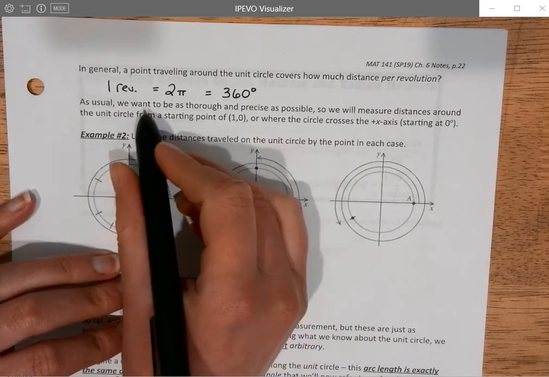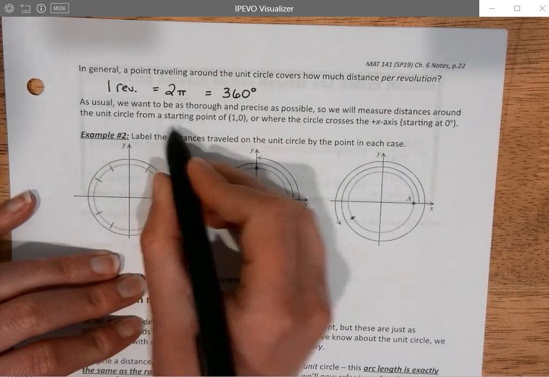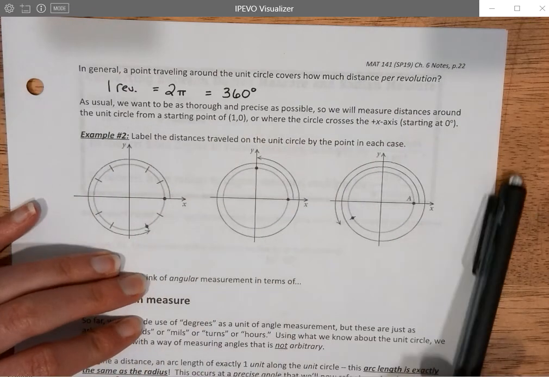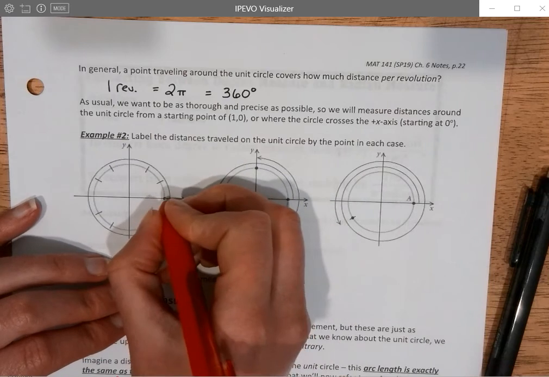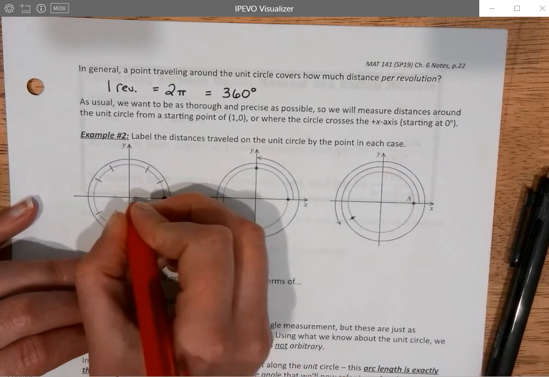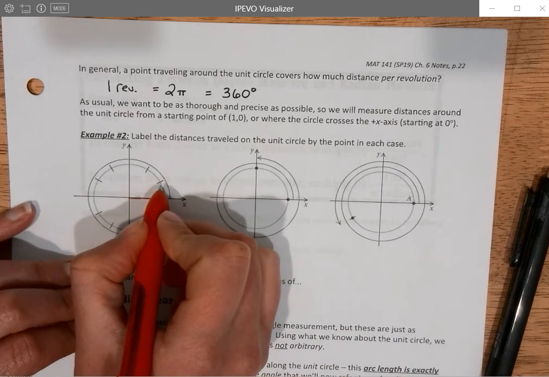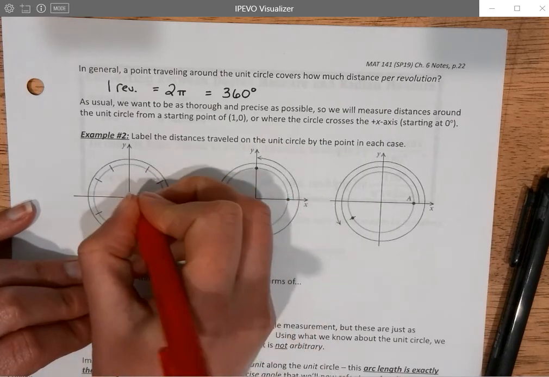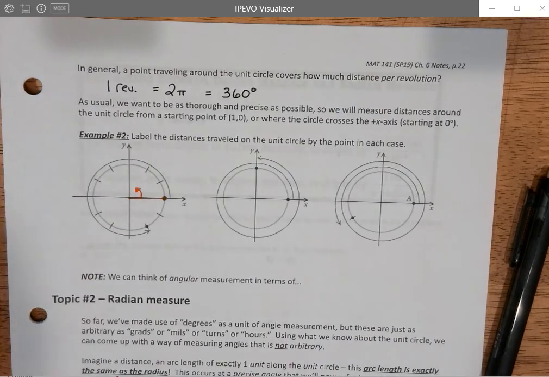As usual, we want to be as thorough and precise as possible, so we'll measure the distances around the unit circle starting from the initial point of (1, 0). That's the starting point for our initial edge on the x-axis. And then we're going to travel in a direction that gives us positive angles. So I'm going to label the distances traveled on the unit circle by each point in these cases.